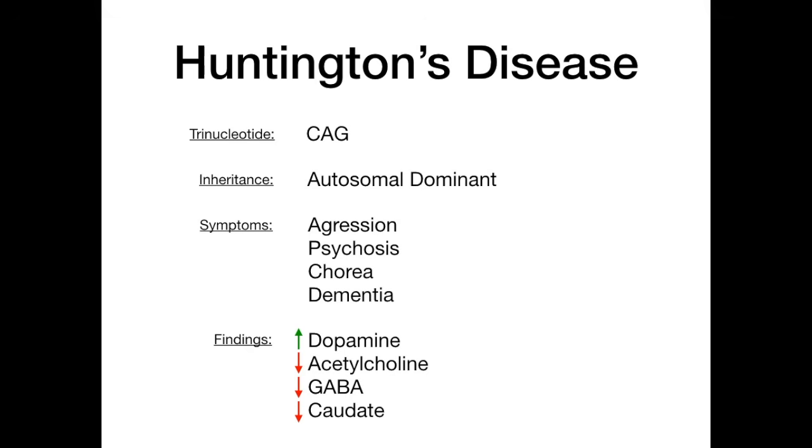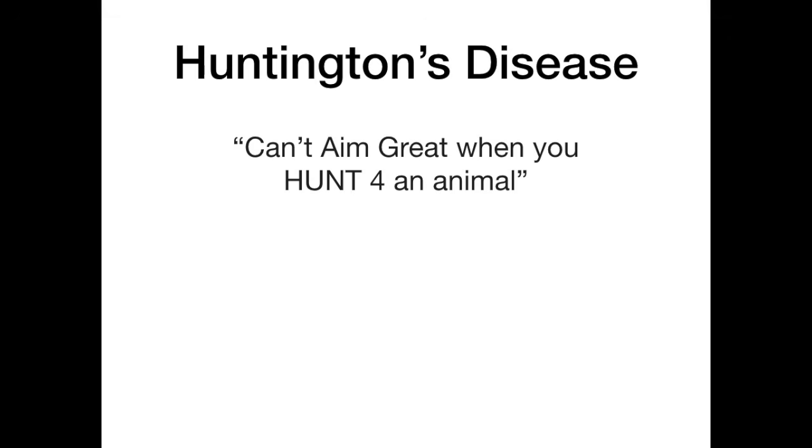So the way that you can tie this all together is by using a really simple mnemonic that I've come up with years ago. And that mnemonic is that you can't aim great when you hunt for an animal. So the reason that this is the mnemonic for Huntington's disease is because we're using the hunt part of Huntington's. And because hunters go out and try to aim their guns and shoot animals, we're saying that you can't aim great when you hunt for an animal.